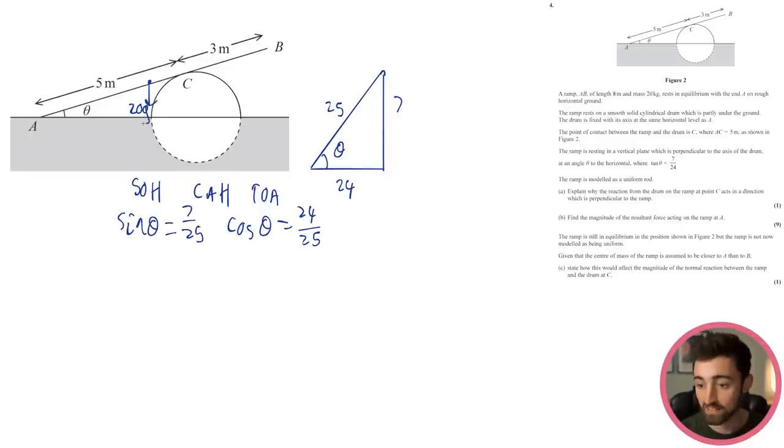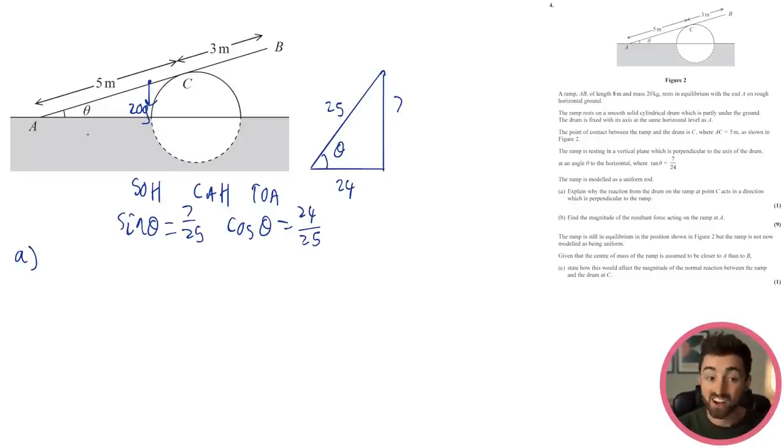Cool. Okay, let's have a look at part A. Explain why the reaction from the drum on the ramp at point C acts in a direction which is perpendicular to the ramp. Okay, interesting question. I think before you get the forces on the diagram, which you should just always do before answering the question, this will be quite hard to answer. So let's get the forces on, see what we're working with, and then it might become more obvious.